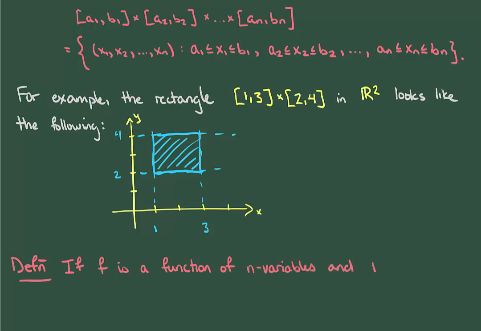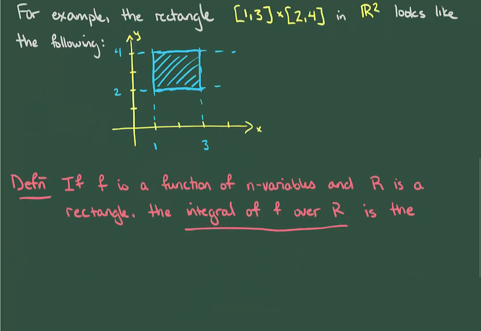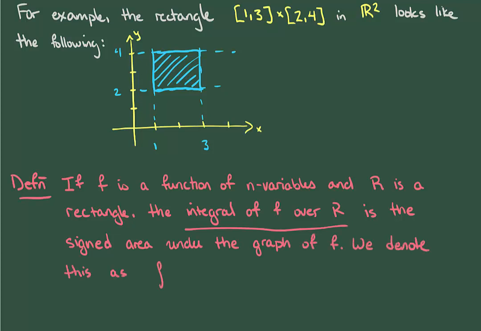If f is a function of n variables, and R is a rectangle, then the integral of f over R is the signed area under the graph of f, and is denoted as follows. There are n integral signs here to remind us that we are integrating in Rn, while the dV term should be thought of as telling us that we're finding a volume.